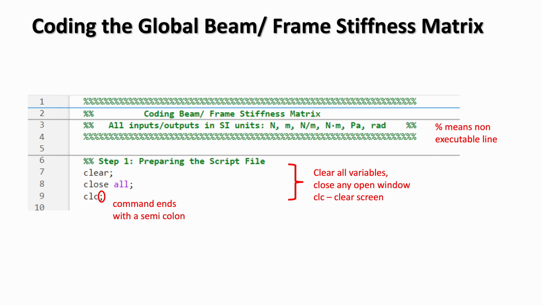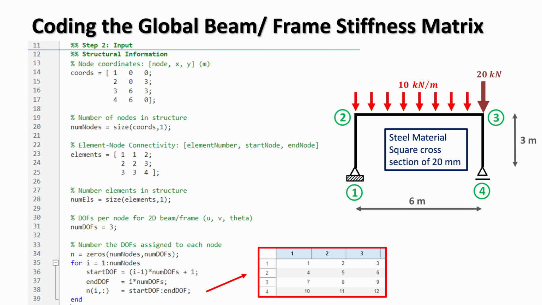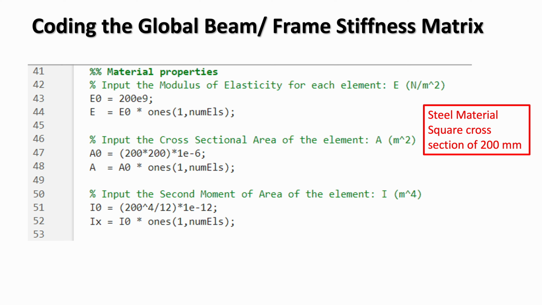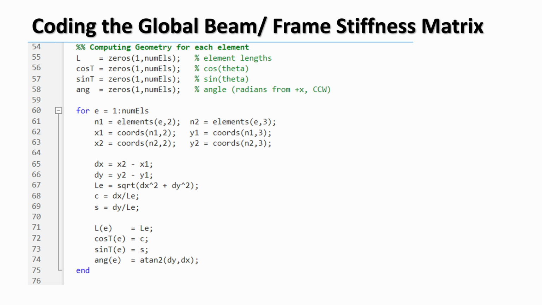We start by clearing the workspace and setting everything in SI units. This ensures a clean and consistent setup for the analysis. We define the node coordinates and the element connectivity. Here we describe the material properties E, A, and I based on the properties provided in the input. Now that we know the coordinates and connectivity of the structure, we can compute the geometry of each element. Here we calculate the element lengths and orientations, which we'll use later in the stiffness transformation. Here I've left the angles in radians, and I'll only convert them to degrees later for reporting.